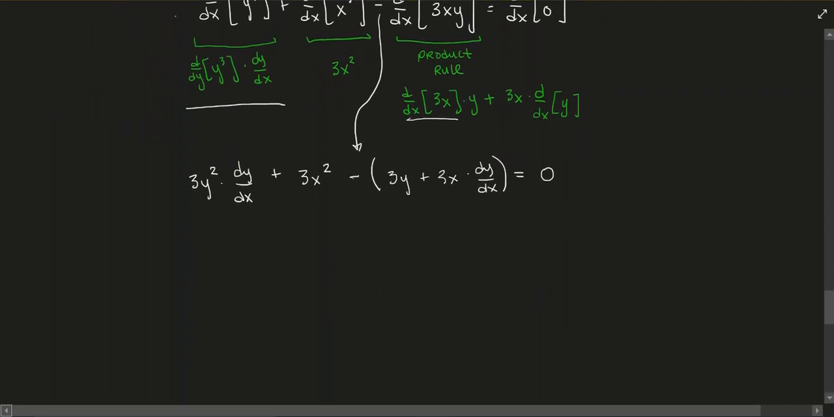Now we've taken the derivative of both sides of the equation, so we're ready to isolate that dy/dx term. Notice that it is showing up in two places. We've got to do a little bit of algebra to find how to isolate dy/dx. First, we might want to distribute this negative into our parentheses so that we could isolate the terms involving dy/dx. So let's go ahead and start with that.